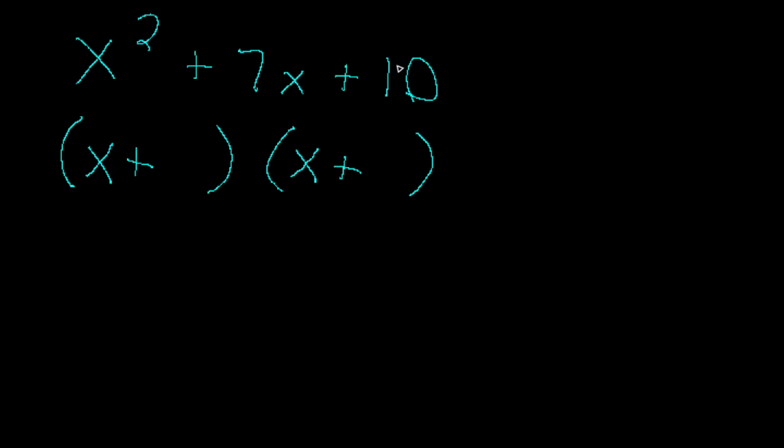Now I need two numbers that multiply to 10 and add up to 7. 2 times 5 is 10, and 2 plus 5 is 7. So x plus 2 and x plus 5.